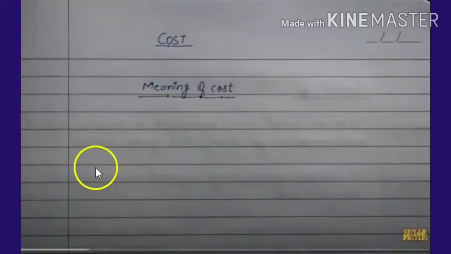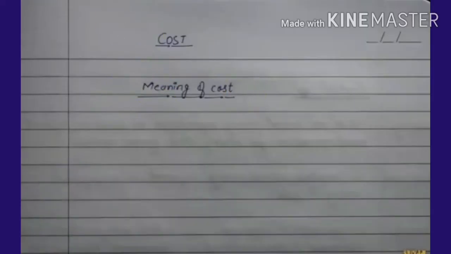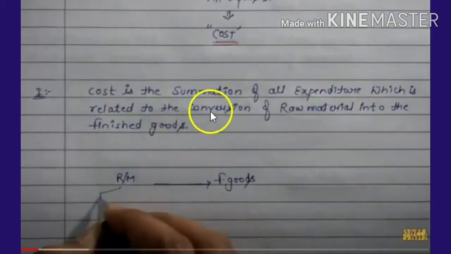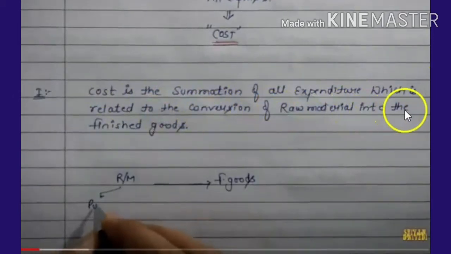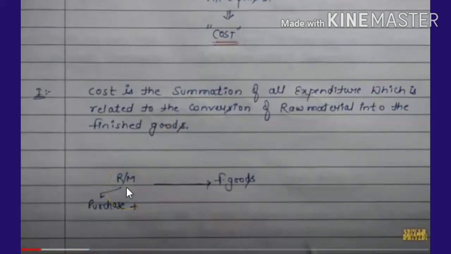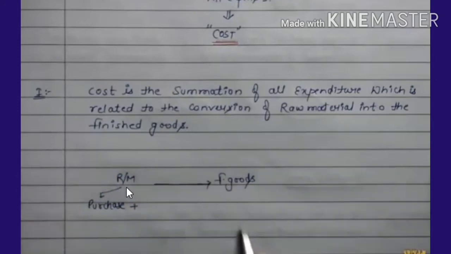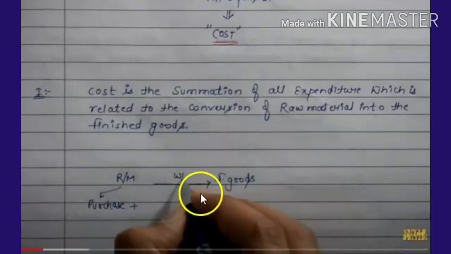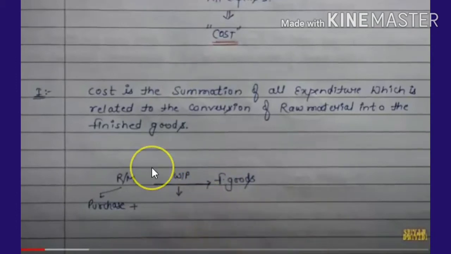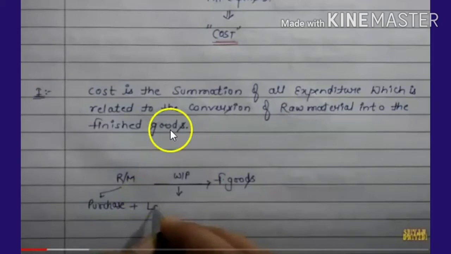So let's see what's cost, meaning of cost. Cost is the summation of all expenditure which is related to conversion of raw material into finished goods. So all the spendings we are making for the conversion of raw materials into finished goods, that is known as cost. So whatever things we have to purchase may include this cost.